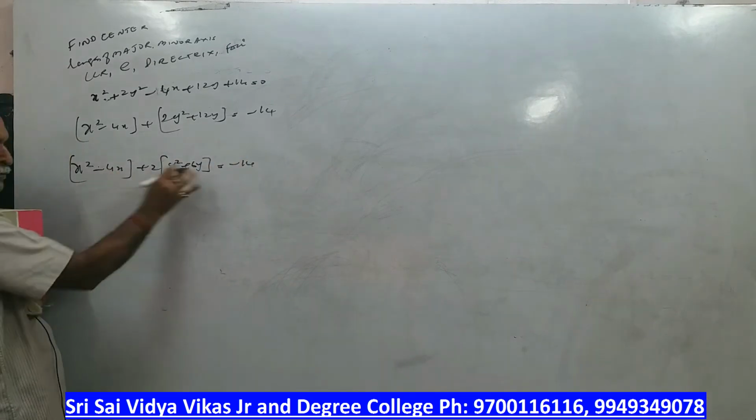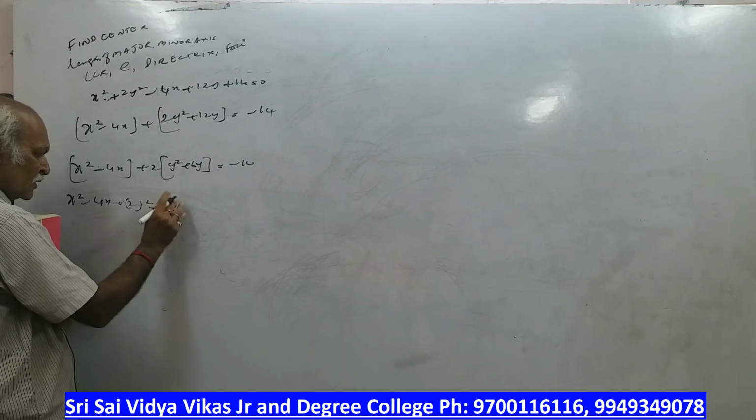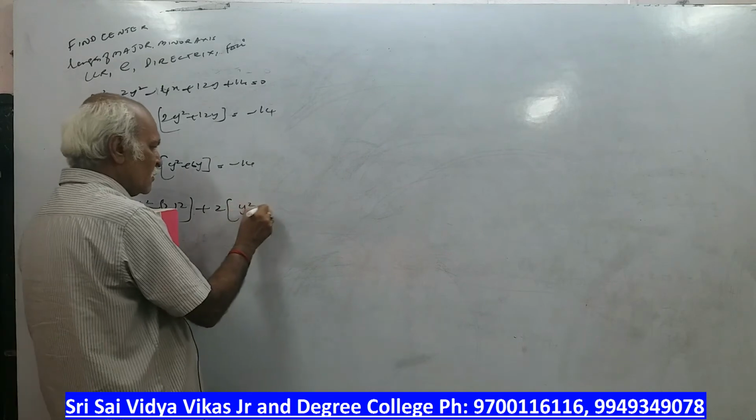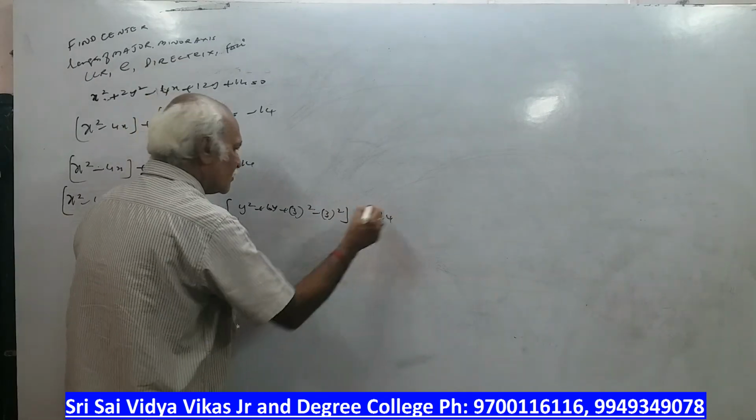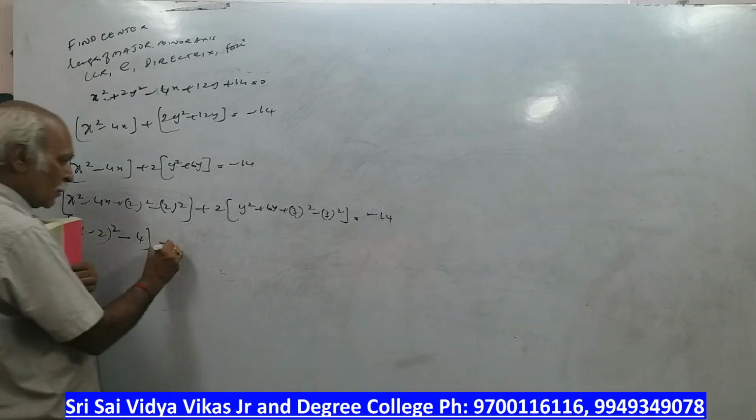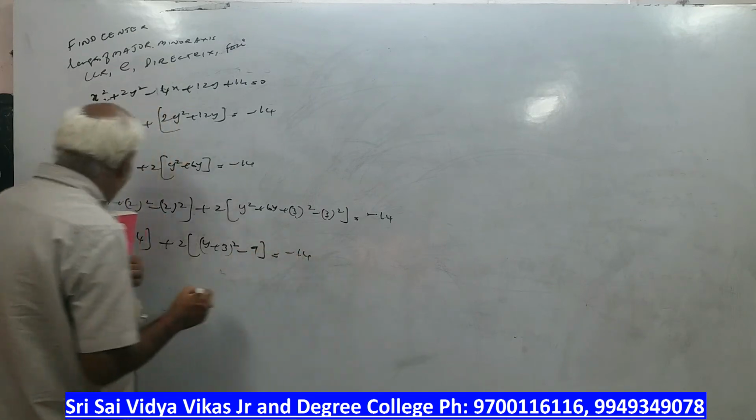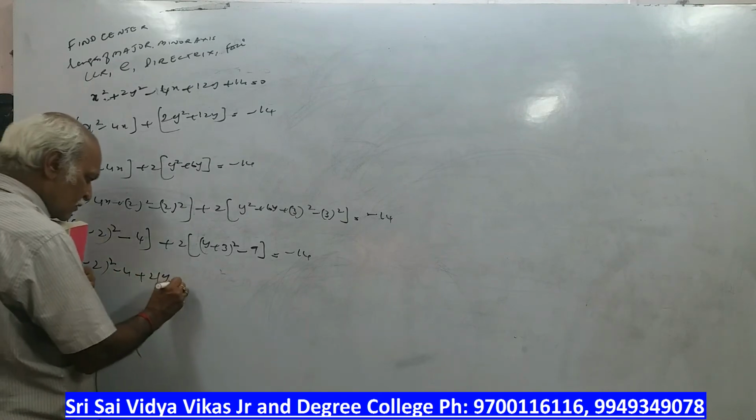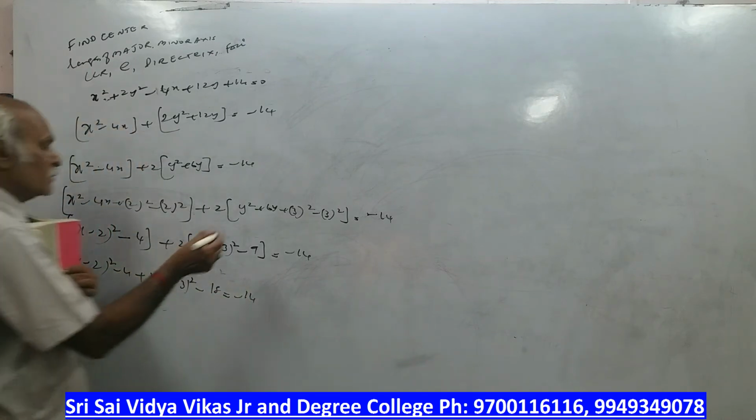So here half of 4 is 2, half of 6 is 3. So directly I am writing here plus 2 square minus 2 square plus 2 into y square plus 6y plus 3 square minus 3 square is equal to minus 14. So this becomes x minus 2 whole square minus 4 plus 2 into y plus 3 whole square minus 9 is equal to minus 14. So simply x minus 2 whole square minus 4, 2 into y plus 3 whole square minus 18 is equal to minus 14. Bring the terms to this side.